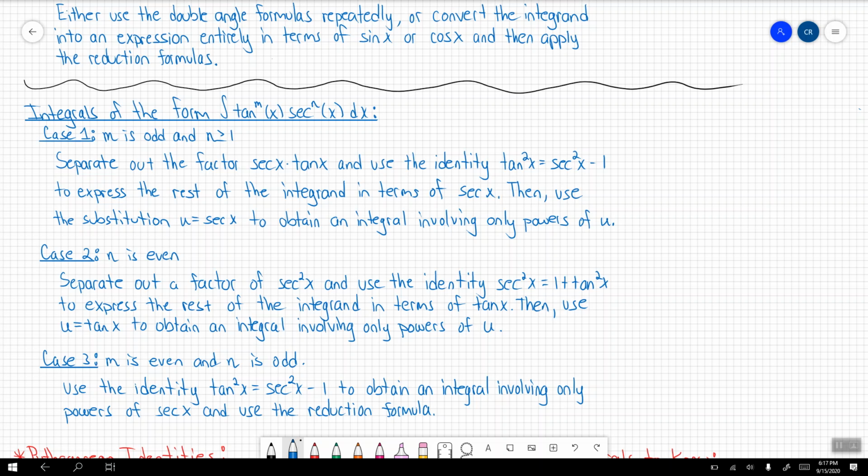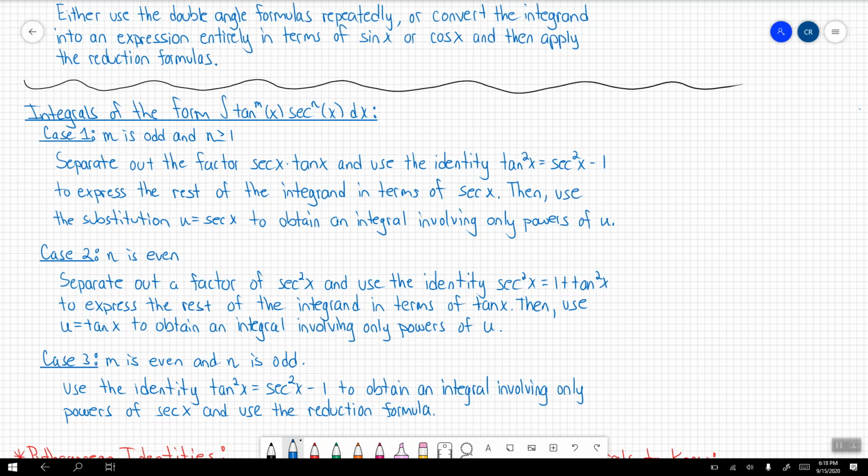In this particular case, again, we have three different cases. Case 1, m is odd and the n value is greater than 1. In this case, we're going to separate out the factor secant x times tangent of x, and we're going to use the identity tangent squared of x is equal to secant squared of x minus 1 to express the rest of the integrand in terms of secant of x. Then we're going to use the substitution u is equal to secant of x to obtain an integral involving only powers of u.